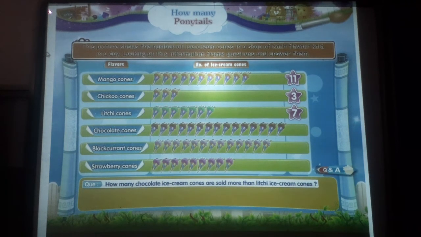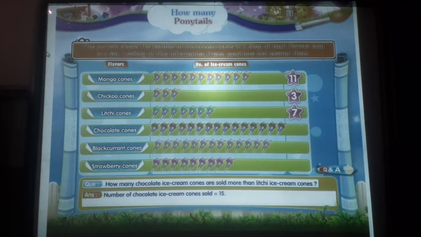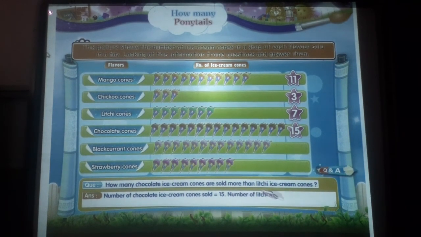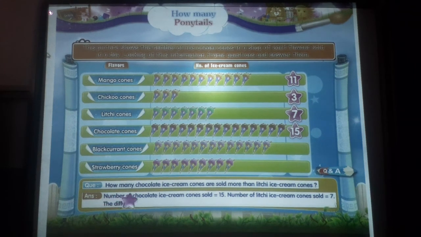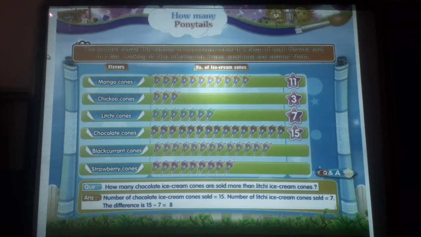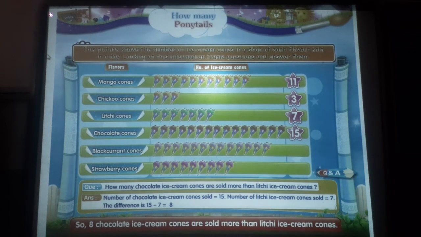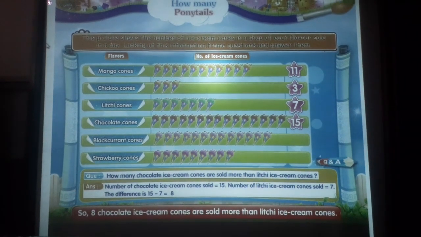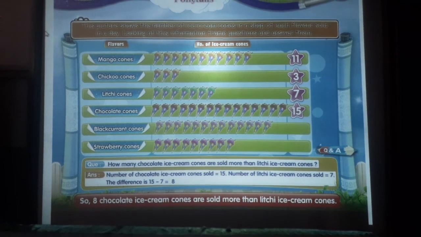Okay, next question. How many chocolate ice cream cones are sold more than lychee ice cream cones? Let us find out. Number of chocolate ice cream cones sold is 15. Number of lychee ice cream cones sold is 7. The difference is 15 minus 7, which is equal to 8. So, 8 chocolate ice cream cones are sold more than lychee ice cream cones.